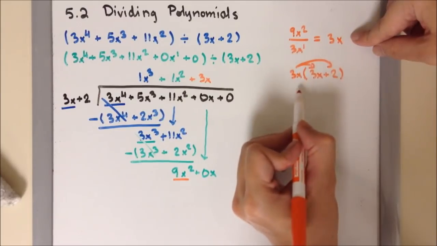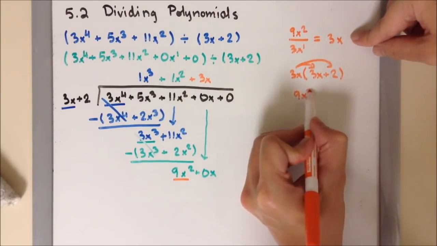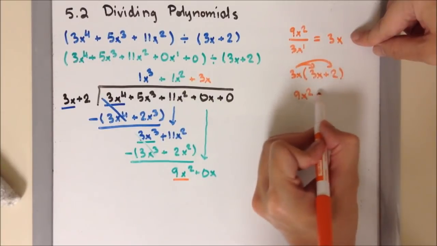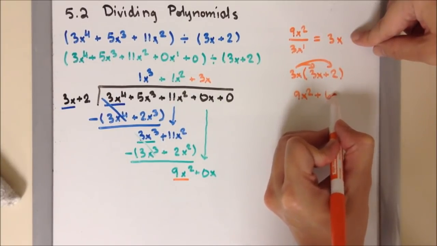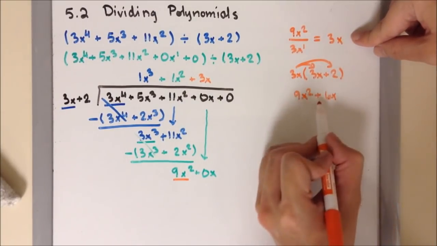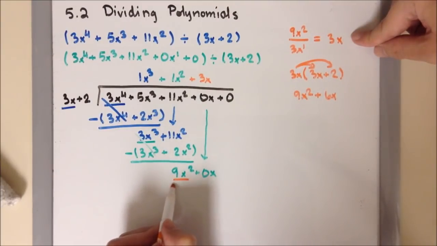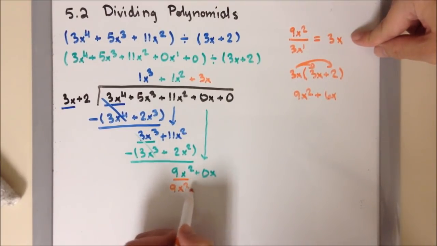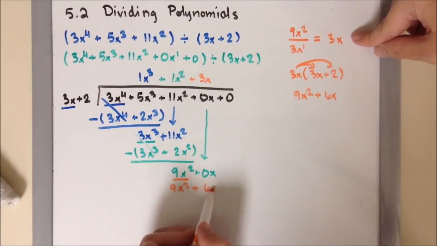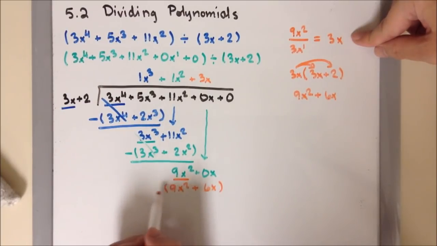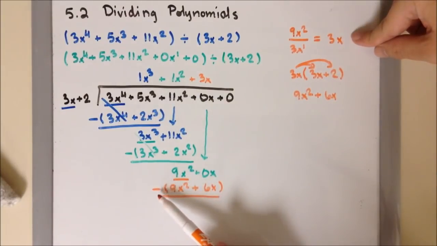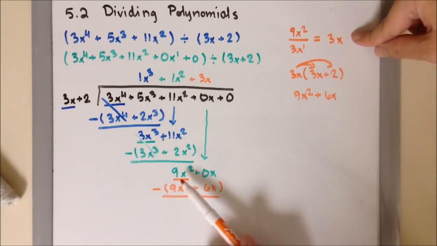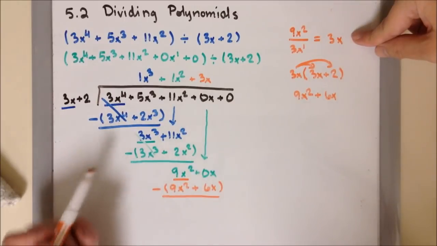So 3x times 3x, that will be 9x squared. 3x times 2 will be plus 6x. And then I'm going to bring it over here, so 9x squared plus 6x, parenthesis, and then subtract. So when I distribute this minus to the 9x squared, it will be 9x squared minus 9x squared. This will cancel out.